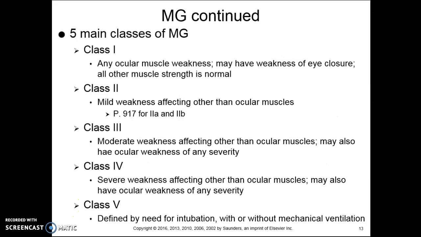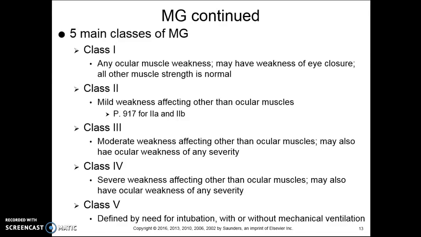So you have 5 main classes of MG, all right? I listed them out for you. They're also listed out more in detail on page 917 and on 918. I included all the stuff that's in there, but you need to know this stuff, okay? So like with class 1, this is going to be something that is affecting only something with the eyes, okay? So class 1 is any ocular muscle weakness, may have weakness of eye closure, but all other muscle strength is normal. Any classification outside of class 1 is going to either be other muscles or both ocular muscles and other muscles.